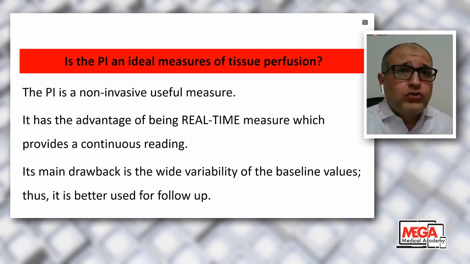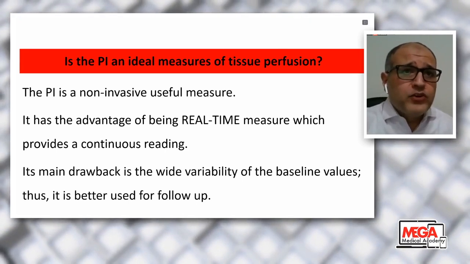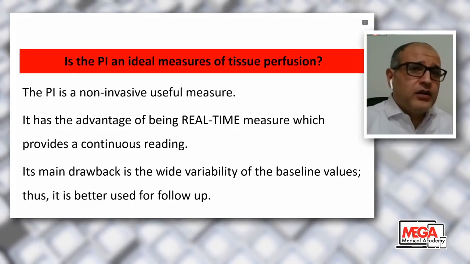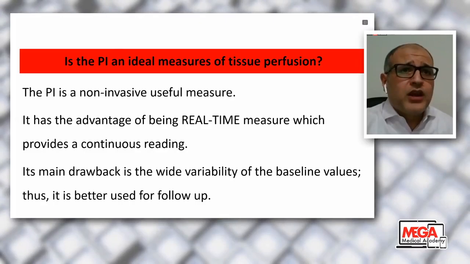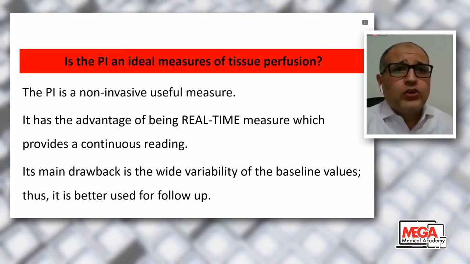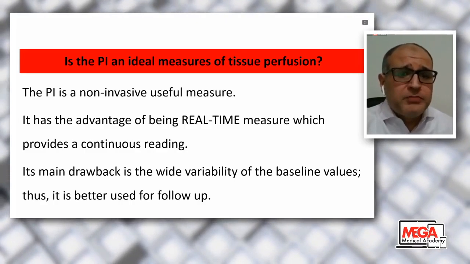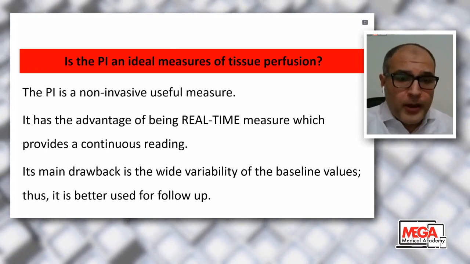We don't know what is the normal perfusion index. One person may have a perfusion index of 5, and another person can have a perfusion index of 3 or 2, and both are normal. So it is better to be used for follow-up.